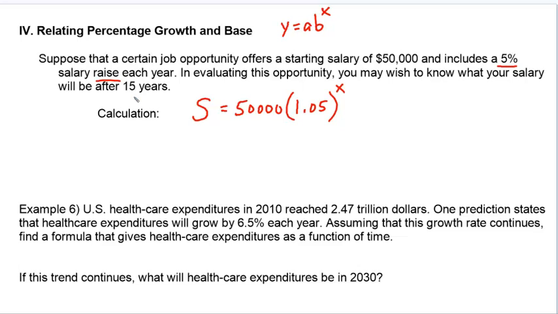So 50,000 times 1.05 raised to the 15th power. And we have $103,946 and 41 cents.